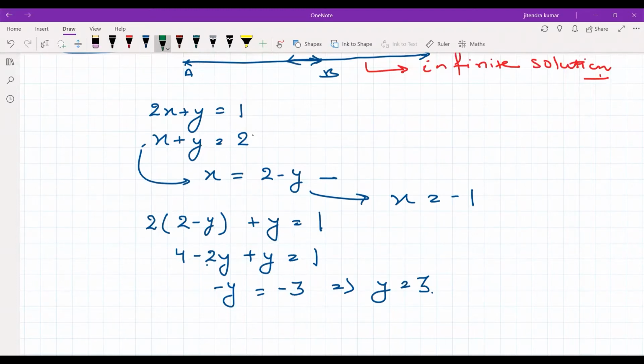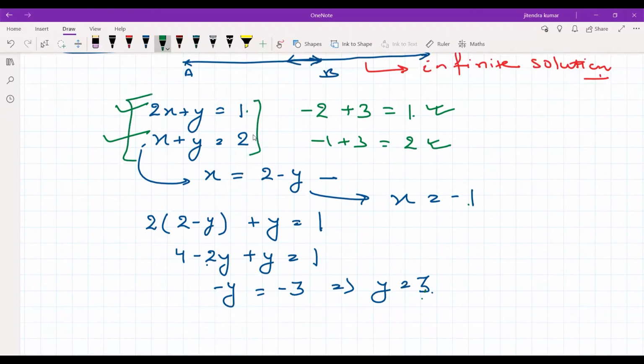Now let's check by putting these two values, minus 1 and 3, in both equations. Let's put them in the first one first. It is 2 into minus 1, that gives us minus 2, plus 3. So we are getting 1, which is equal to the RHS. So it is satisfying the first equation. If you check the second equation, we will have minus 1 plus 3. So again we are getting 2 here, right? So this is satisfying the second equation also. So this is the solution of these two linear equations, the simultaneous linear equations.